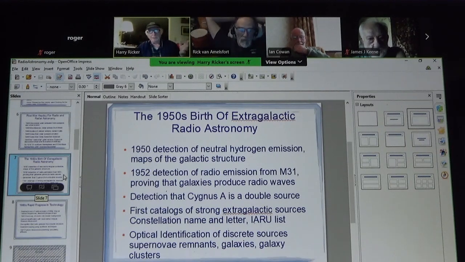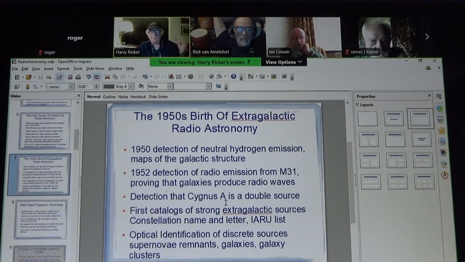Okay, another development in the early 1950s was neutral hydrogen emission. Neutral hydrogen in the galaxy emits radio waves, and they were able to map out the location of these sources of noise. And from that, they were able to map out the structure of the Milky Way galaxy. That's pretty important. Also, in the early 1950s, they determined that this discrete source, Cygnus A, had two sources, so it was a double source. More about that.